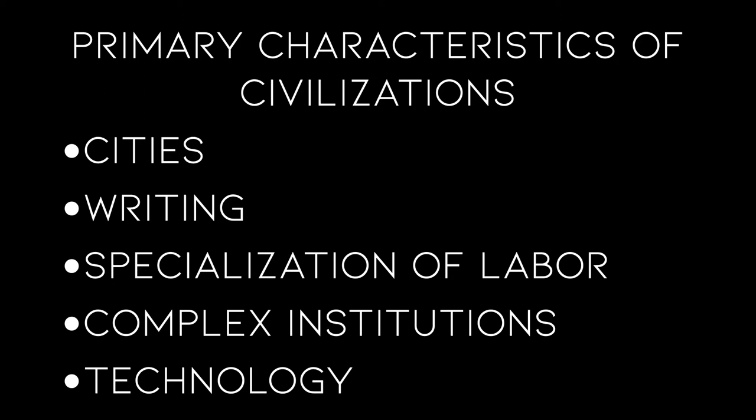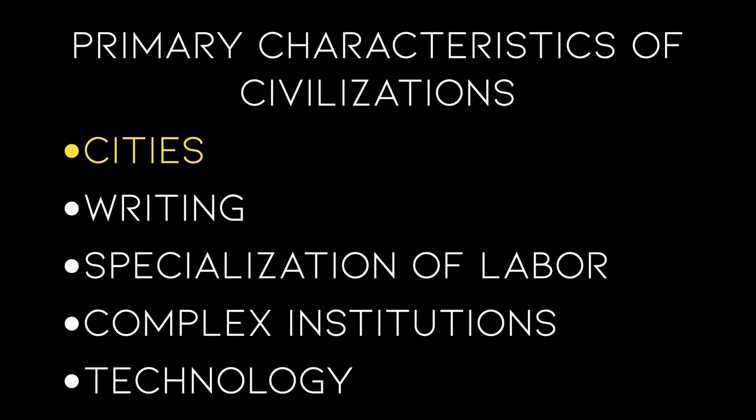Now, when exactly did a people group become a civilization? Well, that's a question that historians and anthropologists have wrestled with, but they have generally come to some conclusions that a civilization became a civilization when they began to develop several key characteristics. These key characteristics are the development of cities, the development of writing, specialization of labor, the development of complex institutions, and technology. We're going to unpack each one of these next.